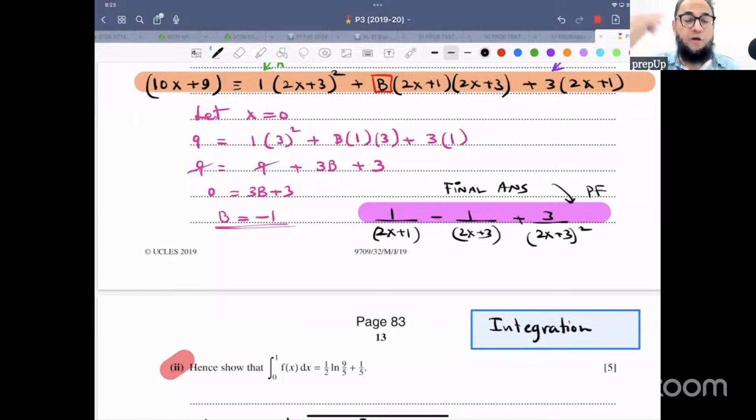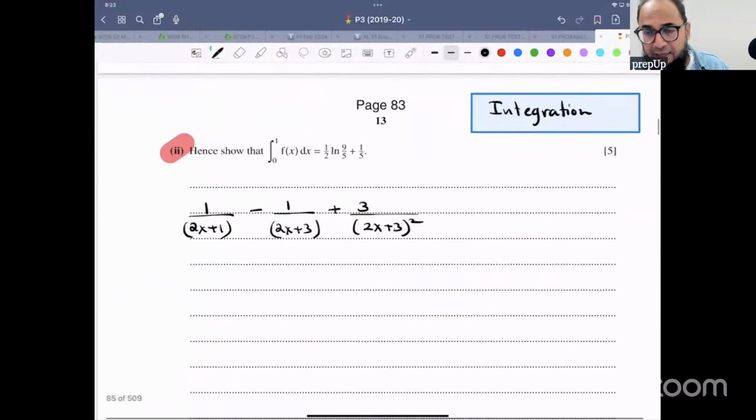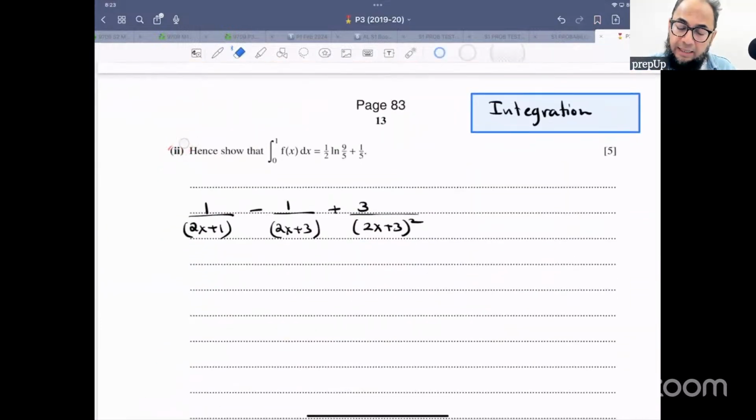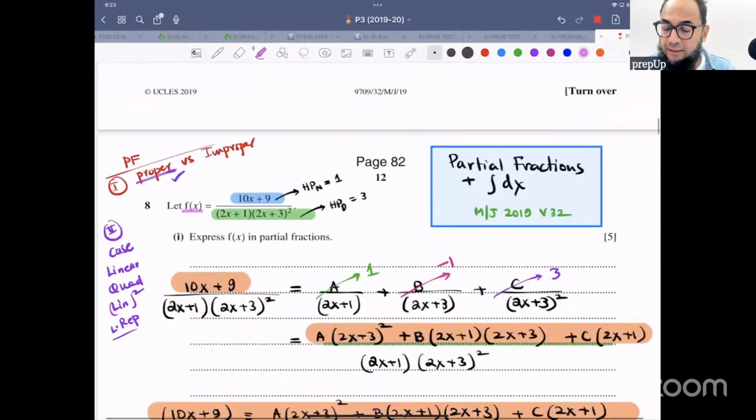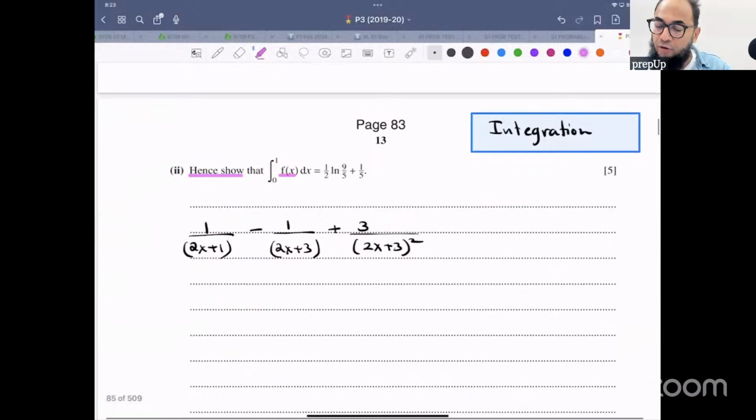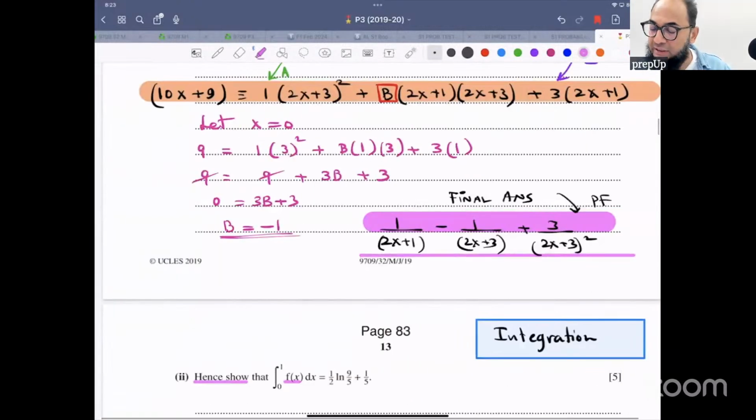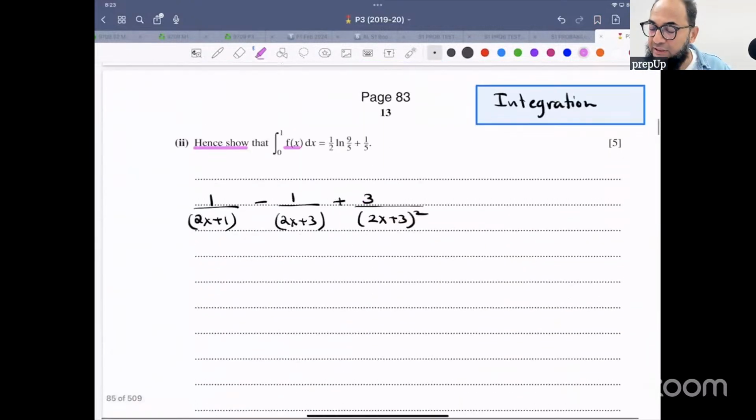So you have to write it as fractions. Do not leave the answer as A is this and B is this and C is this. Leave the answer in the proper way. Now they are asking us, hence show that the integral of this function f(x), which is right over here, is this much, and the limits are there.